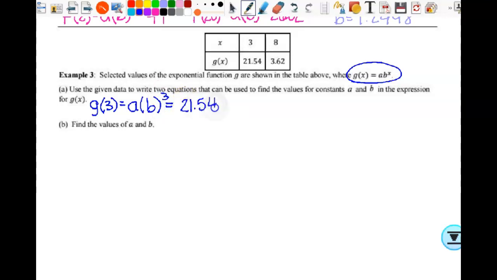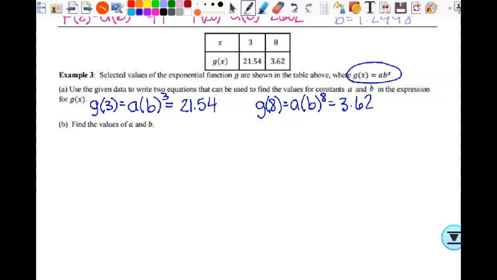21.54. And then g of 8 is equal to a times b to the 8th, 3.62. Any questions about where any of that stuff is coming from? Okay. All right, and do you think this is growth or decay? Decay. Sounds good. So now it asks us for the values of A and B.